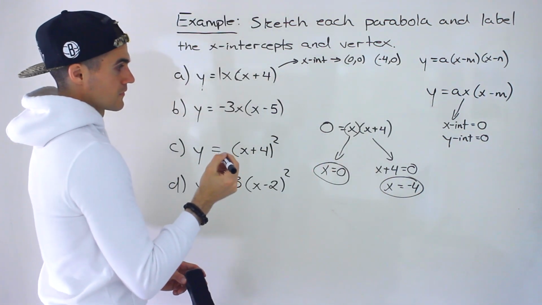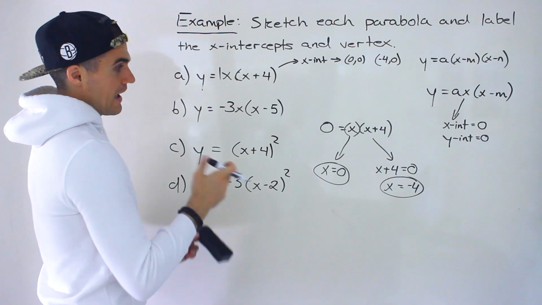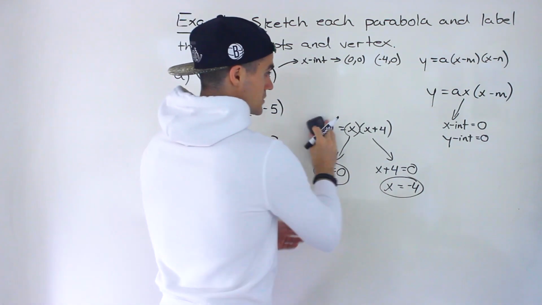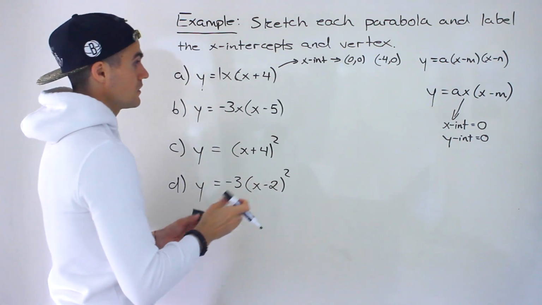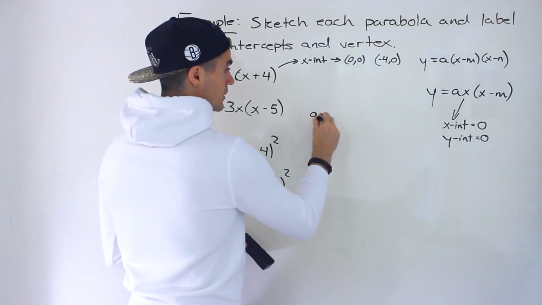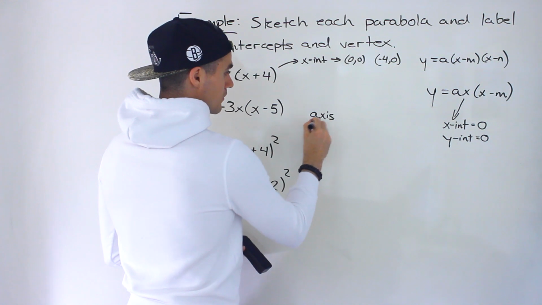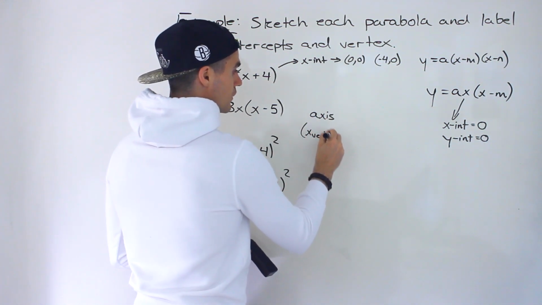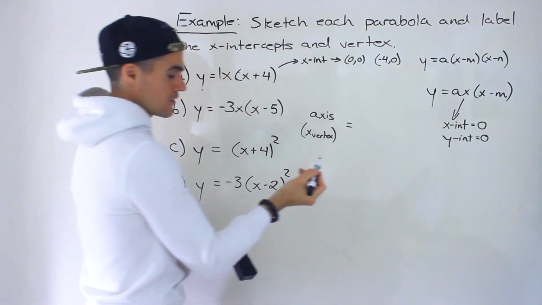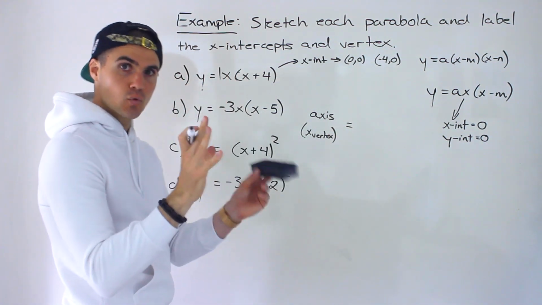And 0. All right, and now that we have the two x-intercepts, what's the next thing we could find? Following that same process from the previous video, we could find the axis of symmetry, or the same thing as the axis of symmetry is the x value of the vertex. And what's the x value of the vertex going to be?